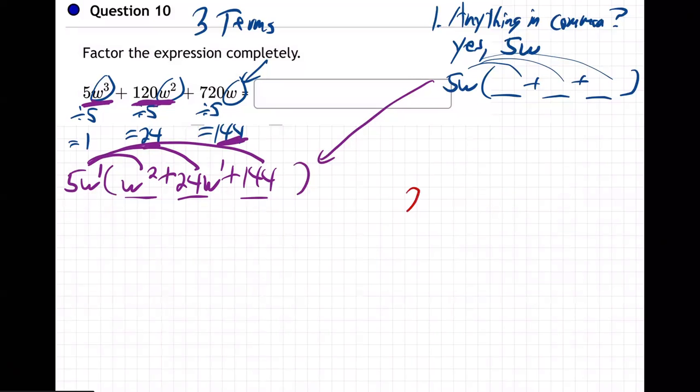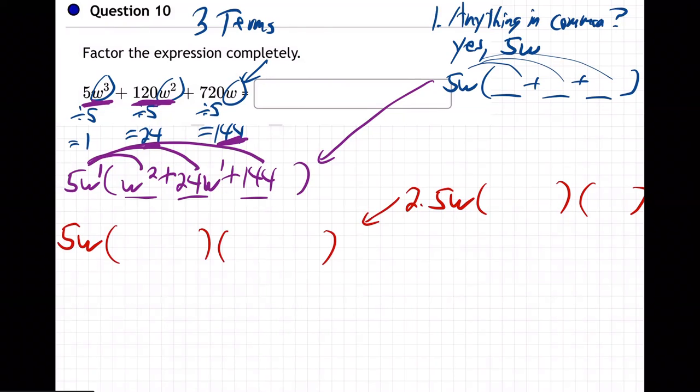And then step 2, you leave the 5W in the front and you do the two parentheses. Now how? Well, in such a fashion that we say, what multiplies, adds, multiplies, right? That's what we always do for three terms, multiply, add, multiply. In this first spot, what times what makes W squared? Well, that's easy. That's just W times W. And then in the last spot, what times what makes 144? Well, if you're not sure, try different numbers in your calculator. You'll find 12 times 12 makes 144.